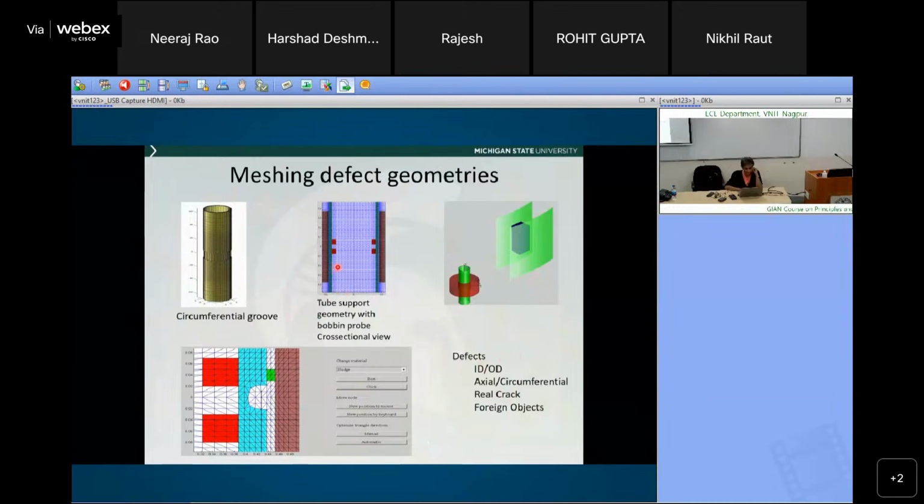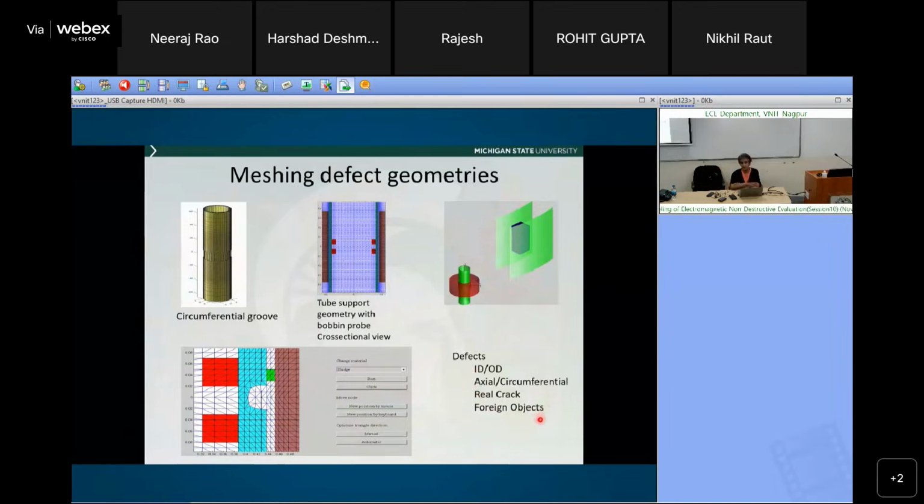Then meshing the defect geometry. This is the axisymmetric mesh. This is a circumferential groove. I don't know if they can see that. This is a support structure, the tube support geometry with the bobbin probe, in cross-sectional view. You can see that this particular model is fully three-dimensional. Here you have the support region, and you can define the defect on the internal diameter, internal to the tube, or on the outside of the tube. All that can be selected. Right now, we only allow the orientation to be axial, circumferential, or a real crack.